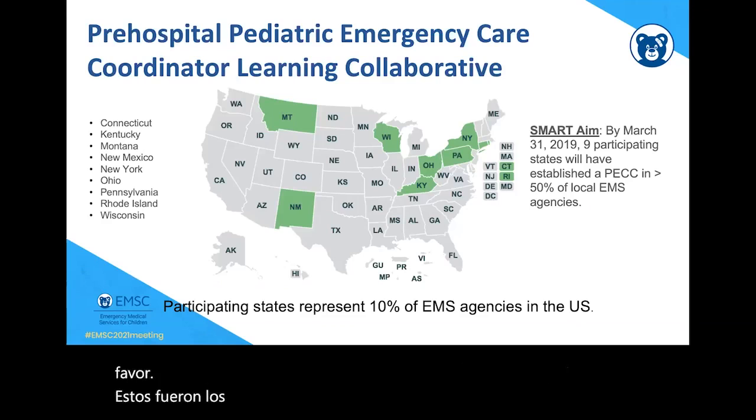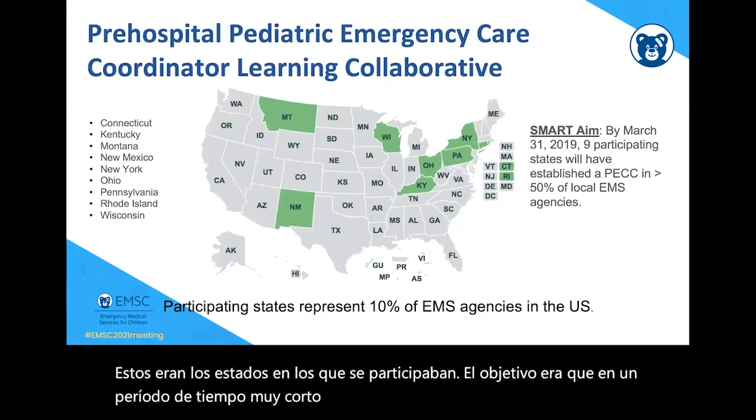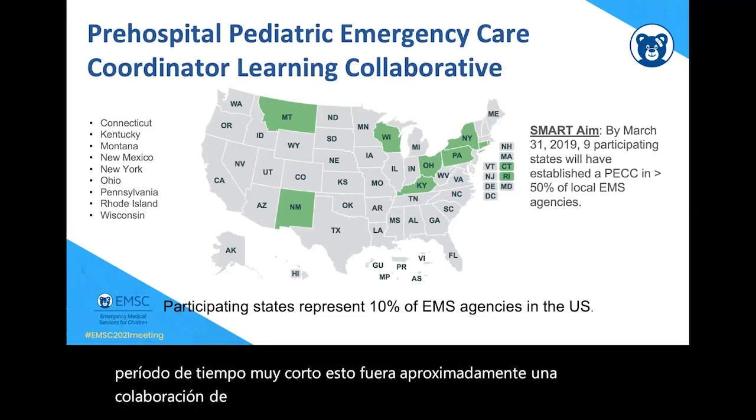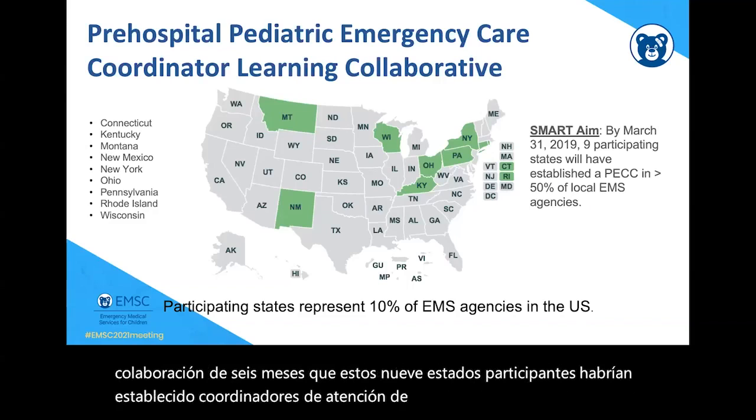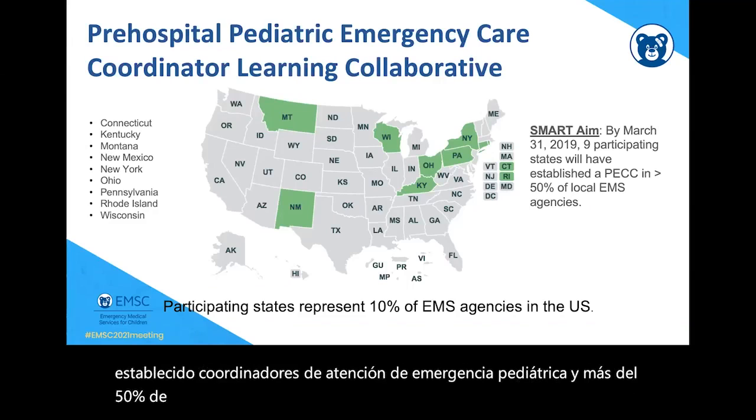And the aim was that in a very short time period, this was approximately a 6-month collaborative, that these 9 participating states would have established pediatric emergency care coordinators in over 50% of their EMS agencies. So pretty lofty goal for a short period of time.